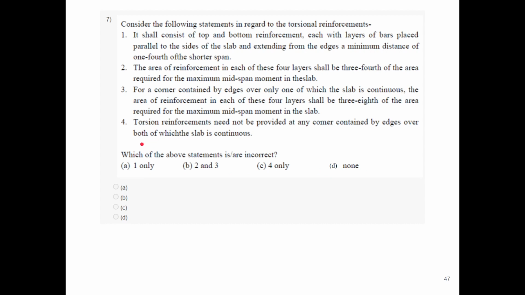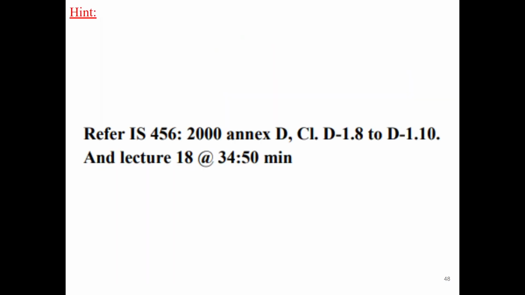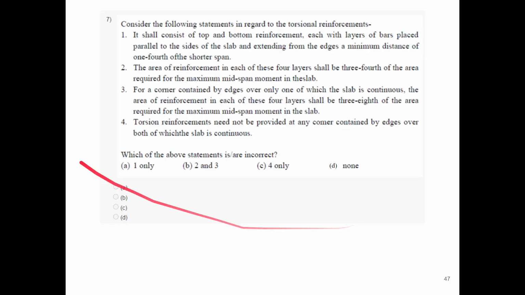So if you check the IS code, in annexure D, clause D-1.8 to D-1.10 of IS 456:2000, you will find that these statements are correct. That is, torsion reinforcements need not be provided at any corner contained by edges over both of which the slab is continuous. So this is correct.